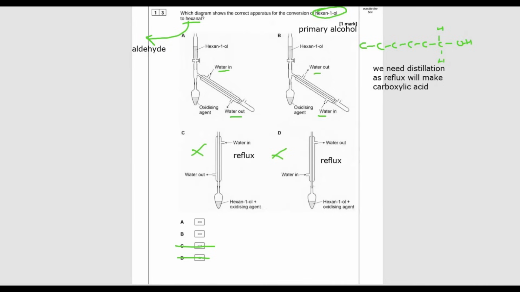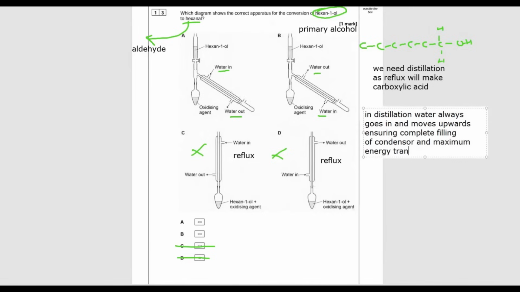And what we're going to notice is the only difference is where the water goes in and the water goes out. Now, B is the correct answer because in distillation, water should always come in from a lower point and move up to a higher point against gravity. This ensures that the condenser will be completely filled with cold water, and it will ensure maximum efficiency of energy transfer between the vapors inside the condenser and the water inside the walls of the condenser, and you're going to get the maximum condensation. So B is the correct answer. A is the incorrect way to set up a Liebig condenser.